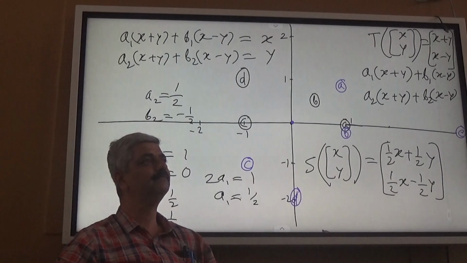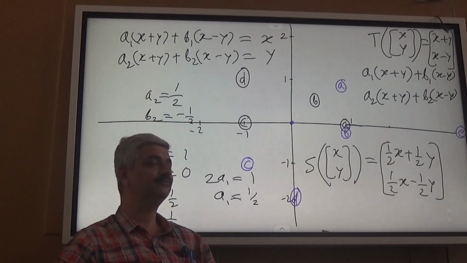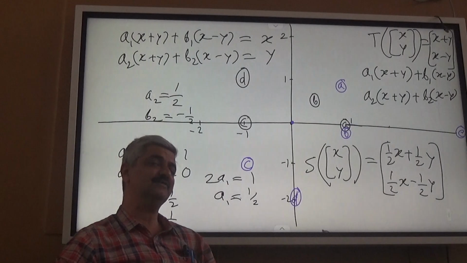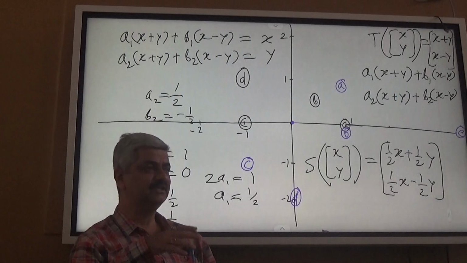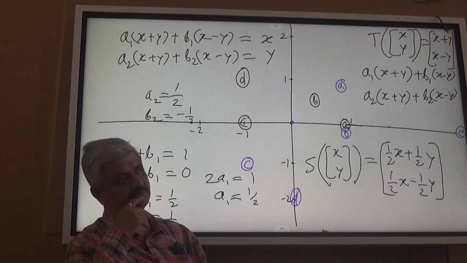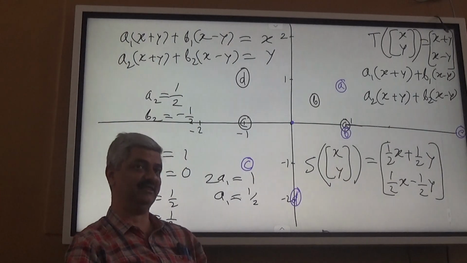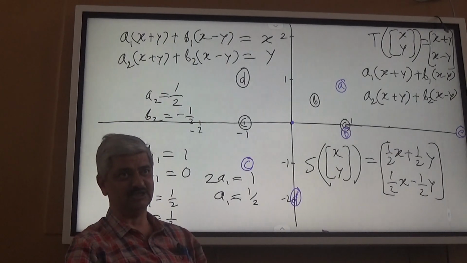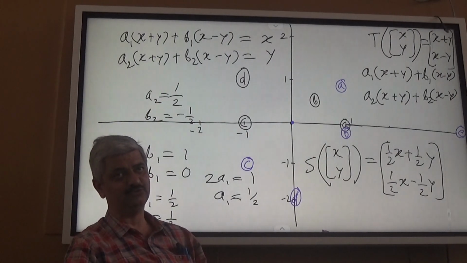Now we can also have a transformation. Listen very carefully now, we get a projection. For every point in a 2D plane there is a projection on the x-axis.